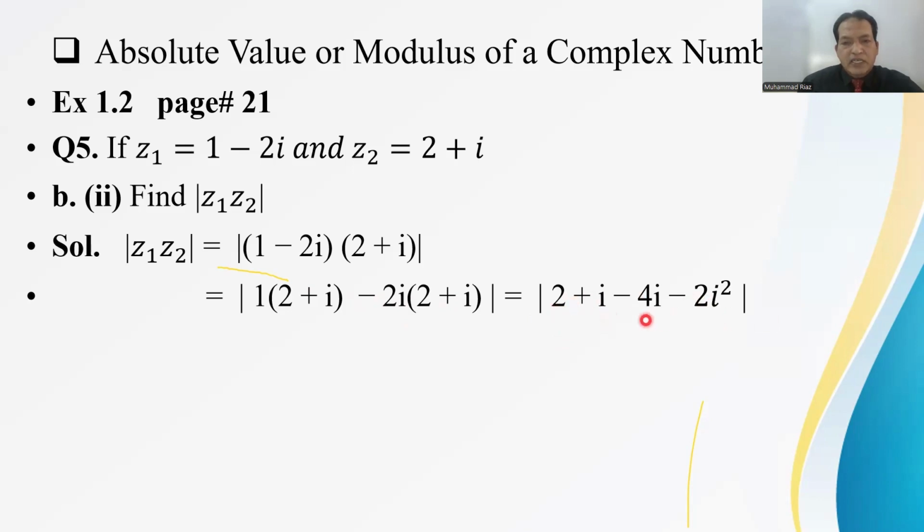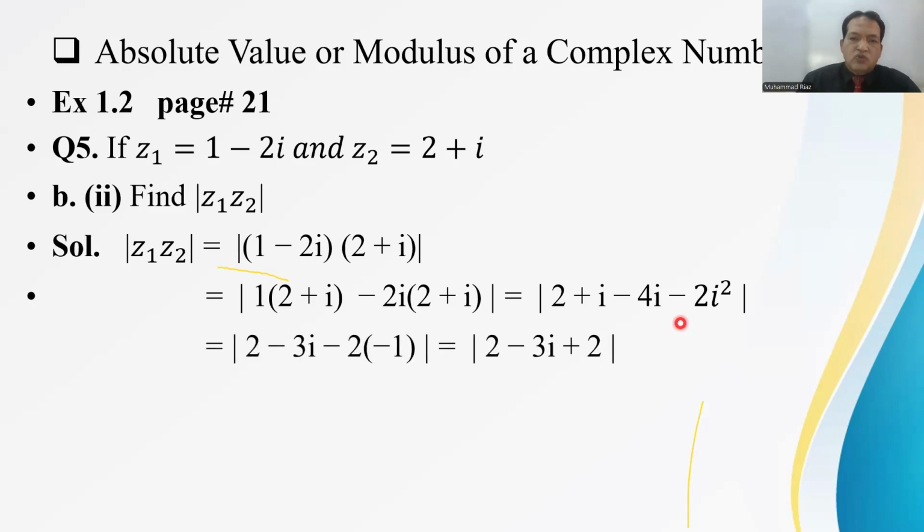This is the actual product of two complex numbers z1 and z2. You can easily understand, and you are familiar with the product of two factors. So here we are multiplying two complex numbers. So the absolute value of 2 plus iota minus 4 iota minus 2 iota square. Now we will substitute the value of iota square.